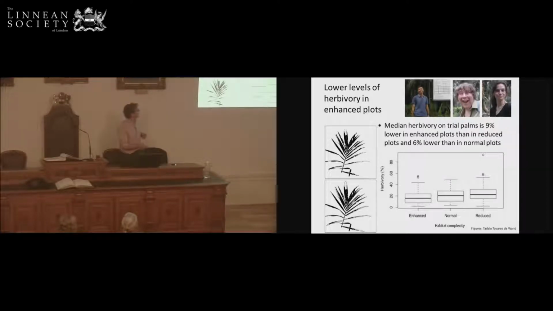And ultimately, that also led to reduced herbivory levels. It doesn't look super convincing here, but it's actually quite a lot. We got about 9%, 10% lower herbivory levels where you've got these enhanced plots. That's almost certainly to do with these predators. So this is feeding through to something which can really cost the industry.